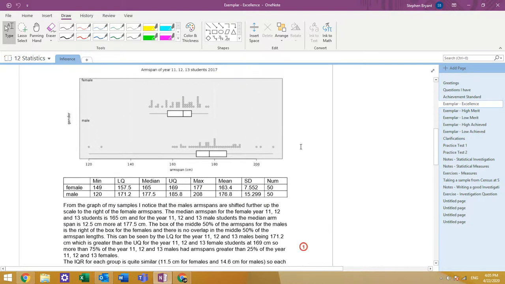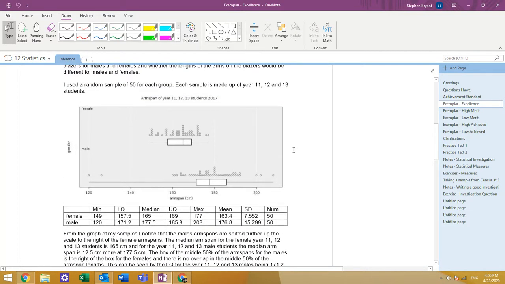So we've got a bunch of numbers. Maybe we got them from Census at Schools. Maybe we got them from somewhere else. And here's our graph. So now we need to decide what that graph is telling us.